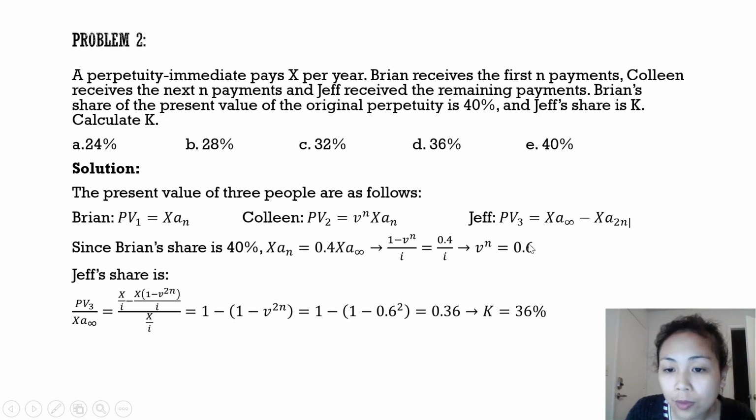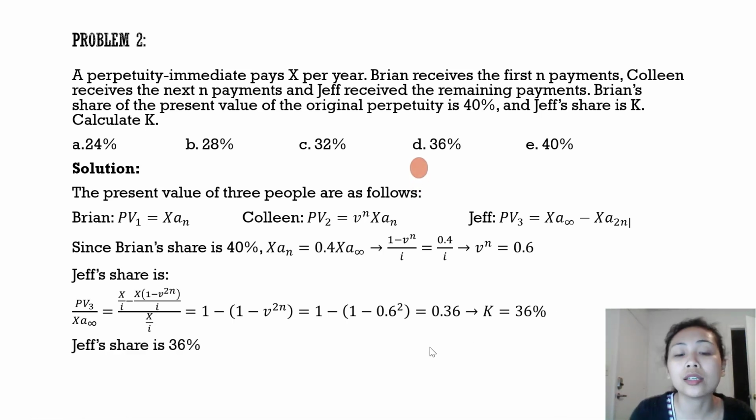v^n is 0.6, so v^2n is 0.6 squared. So we have 1 minus 0.6 squared, which is 0.64. Wait, the share is 0.36. So Jeff shares 36% of the perpetuity. So the answer is D. So that is the second problem.